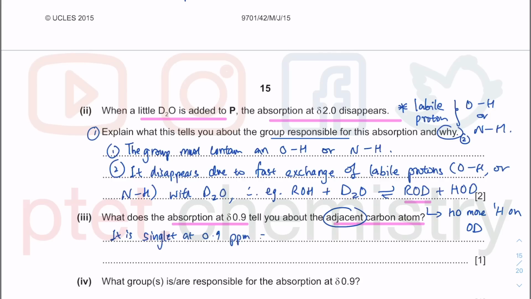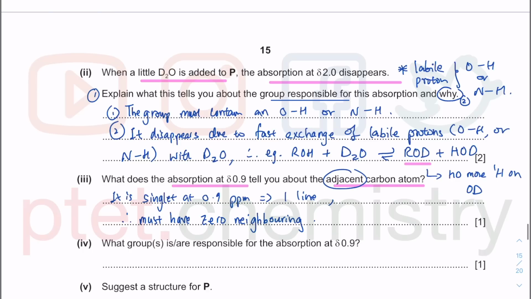So what does singlet mean? Singlet means one line. One line equals the number of neighboring protons plus 1. So if you have one line, therefore we must have 0 neighboring protons, because the number of neighboring protons plus 1 will tell you how many lines you should get for your splitting. So we must have 0 neighboring protons, or you can say 0 protons on the adjacent carbon atom.